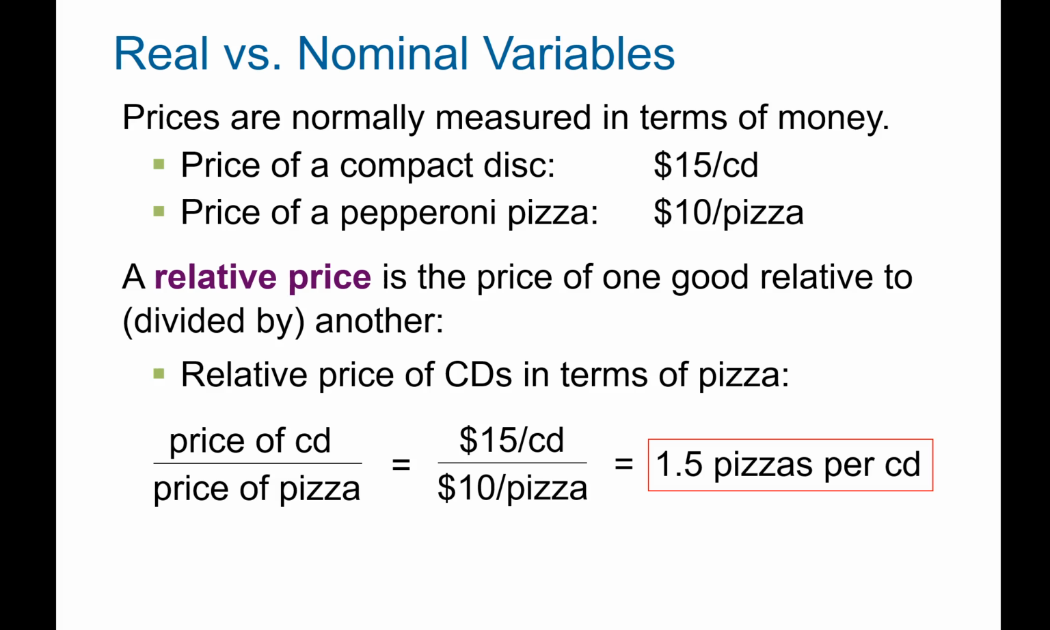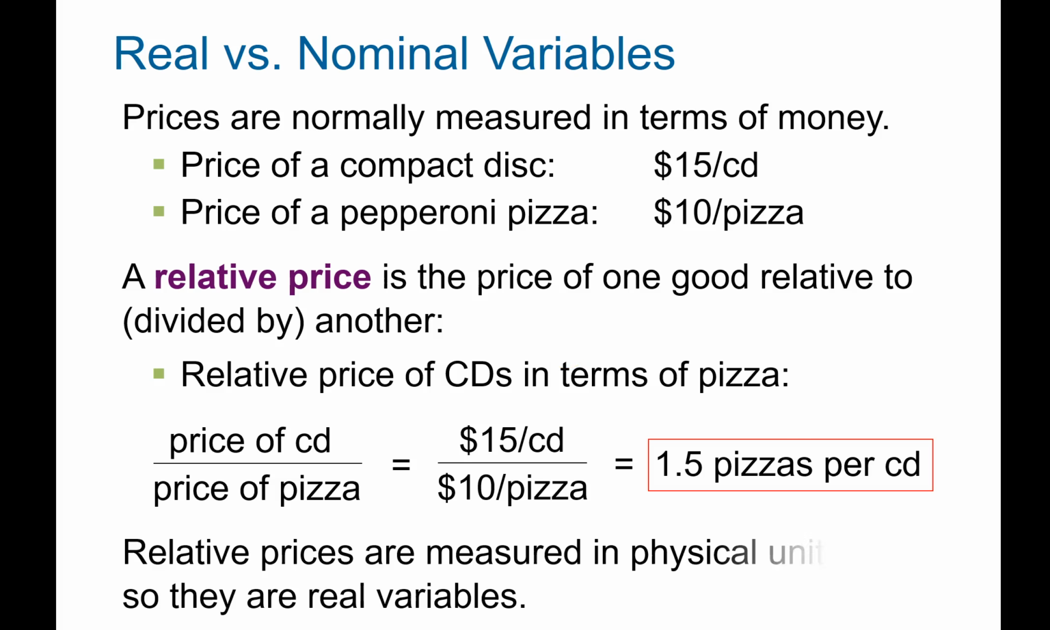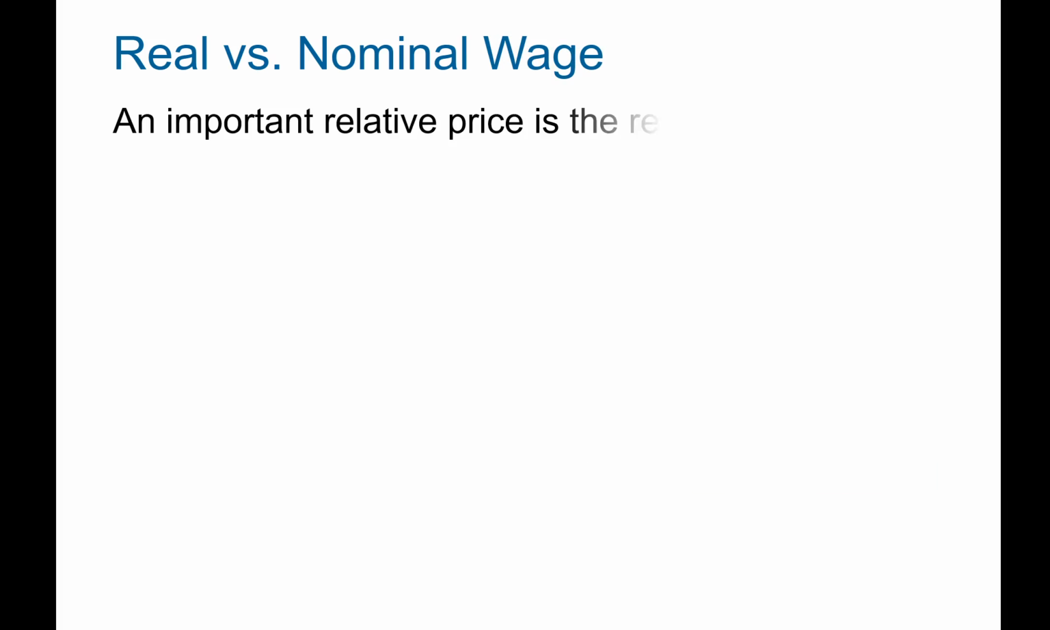Each CD costs 1.5 pizzas. So we're looking at the price of something in terms of the other good. We saw that before with comparative advantage. So we're seeing that again. Relative prices are measured in physical units. Notice that this is measured in pizzas per CD, not in dollars. And so, because they're measured in physical units, we know that they're real variables. That's an important thing to know.